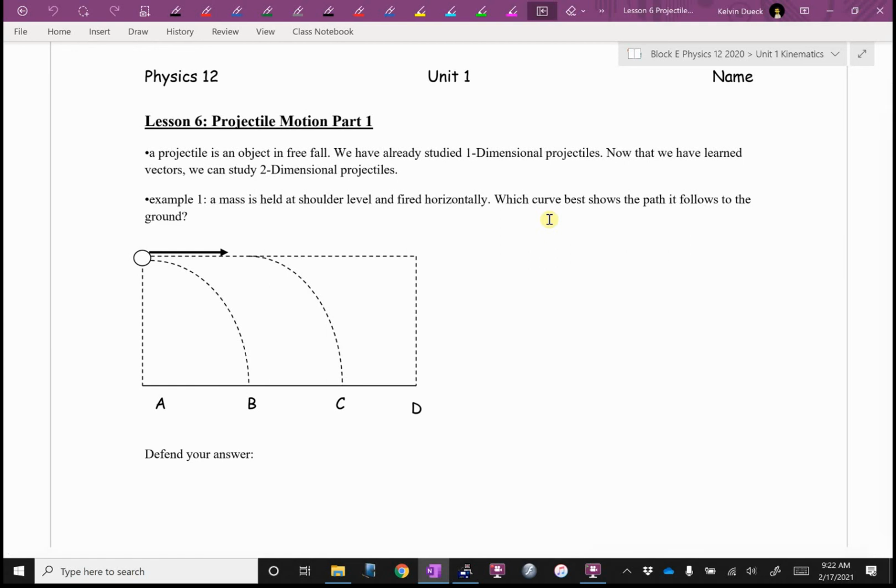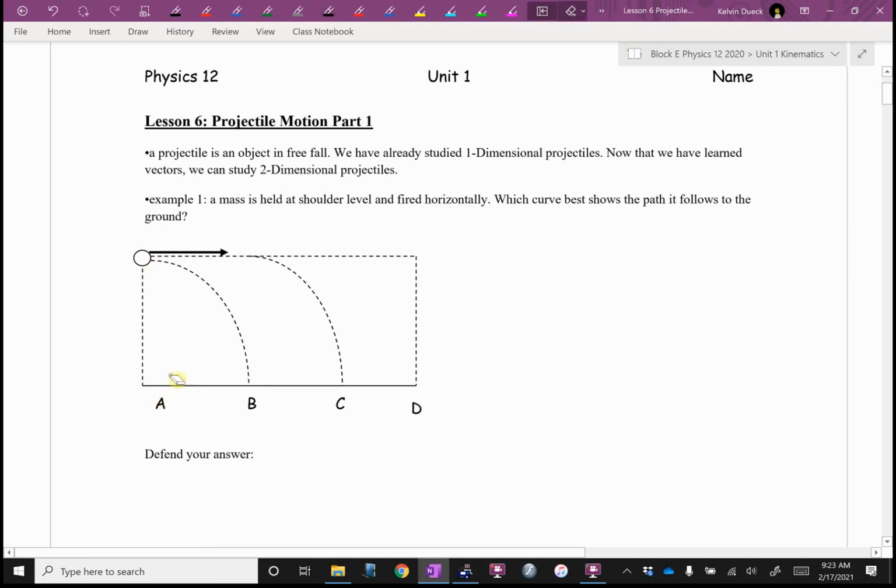Hey, my Nerf dart gun. Let's suppose I hold it at shoulder level and I fire this dart exactly horizontally. Which of the following paths will that dart follow? Path A, that one. Path B, that one. Path C, that one. Or path D, that one.